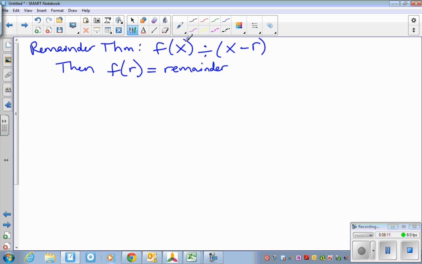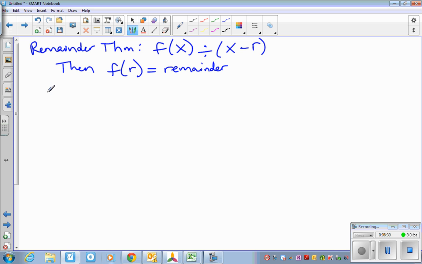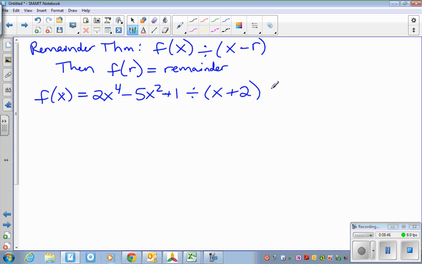So for the previous example, I'm going to write this down for a second so I can copy it down on the next page. 2x to the 4th minus 5x squared plus 1 divided by x plus 2, and our remainder was 13. If we only wanted the remainder for that function, and I'll just make a note up here so we can compare that it was 13.